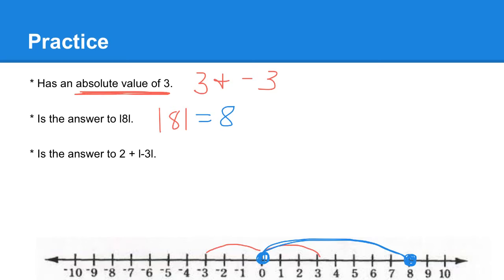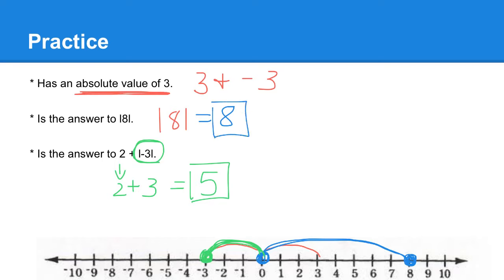All right, I'm going to change my color again. So this last one, I want the answer to 2 plus the absolute value of -3. So this 2, I can just use that. But I think we can figure this out. So -3 is right here, and we want to know how far away from 0 it is, and it looks like it's 3 spaces. So when I add these two things together, my answer is 5. So here are the answers that you should have in your notebook.